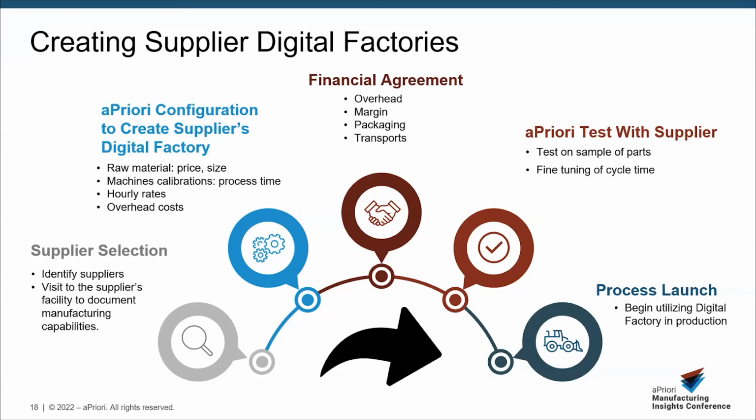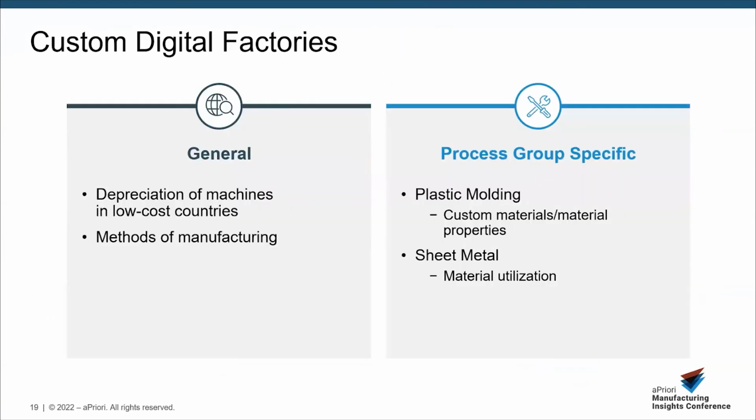In order to successfully refine a digital factory to meet your needs, you may need to make any number of changes through the digital factory toolset. So I wanted to discuss a few examples. This slide provides an overview of a few example configurations that you may want to consider when you're configuring a digital factory. There may be some changes you want to make across all process groups. For example, if the supplier is in a low-cost country, it may make sense to deprecate the cost of the machine. We'll take a look at that in detail on the next slide.